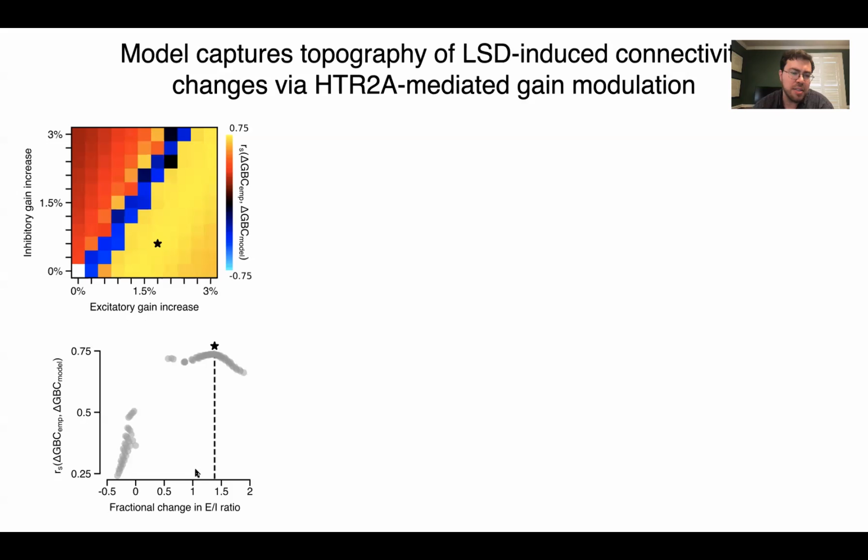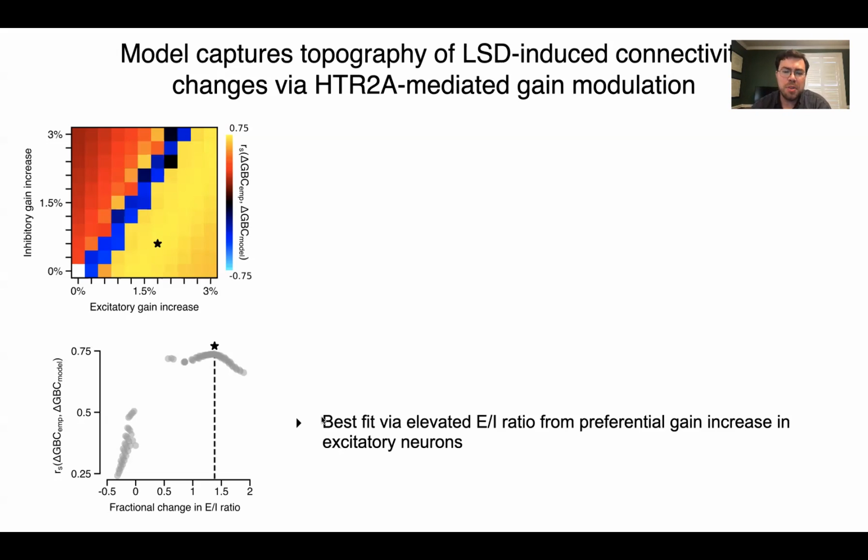And what we found is that the model gives the best fit to the empirical when there is a net positive fractional change in excitatory inhibitory ratio, indicating a larger increase in gain preferentially onto excitatory neurons relative to inhibitory. And that is consistent with some more detailed physiological studies of the effect of the 5-HT2A receptor. So that's one conclusion consistent with the prior literature.